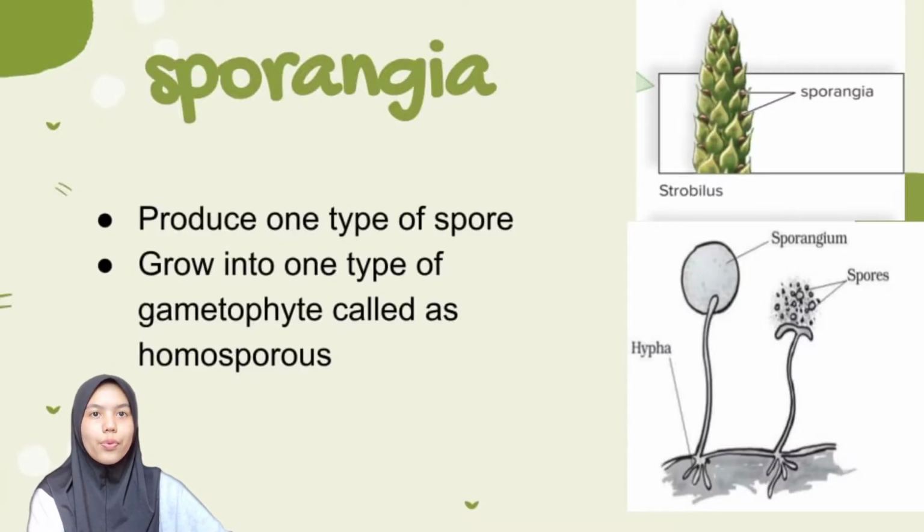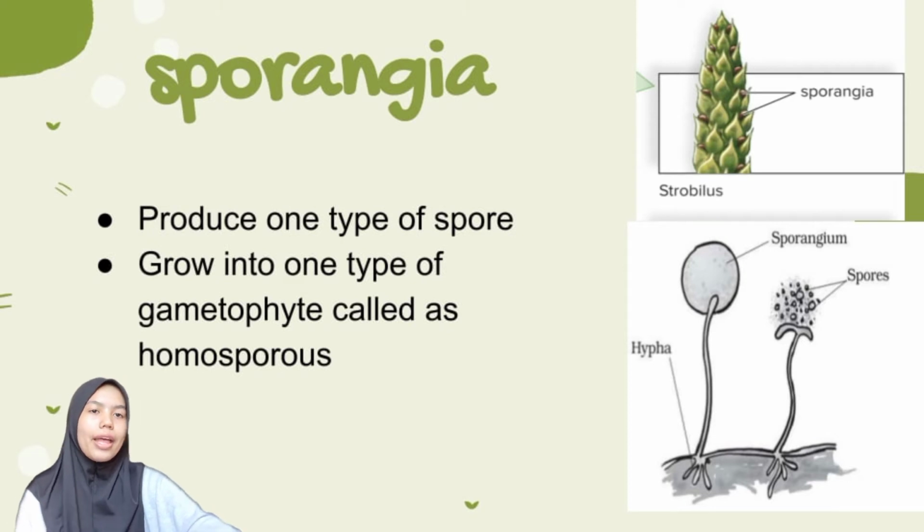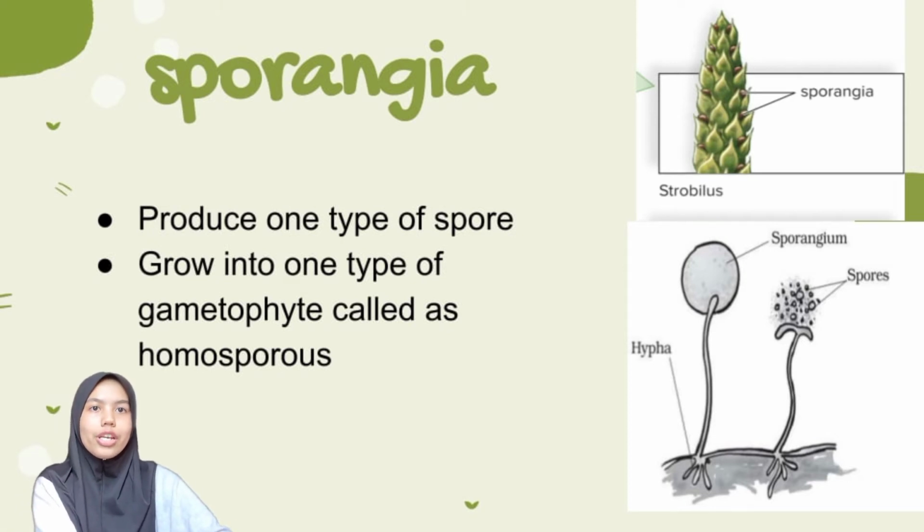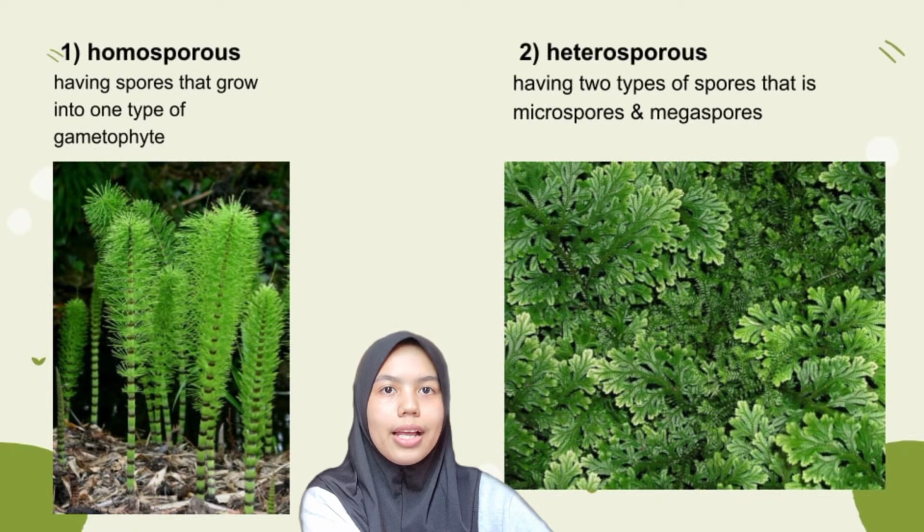Let's focus on sporangia now. If you still remember, sporangia are described as spore-producing structures. They produce only one type of spore, and the sporangia will also grow into one type of gametophyte, which is called homospores. So now, let's see what types of plants we have here.